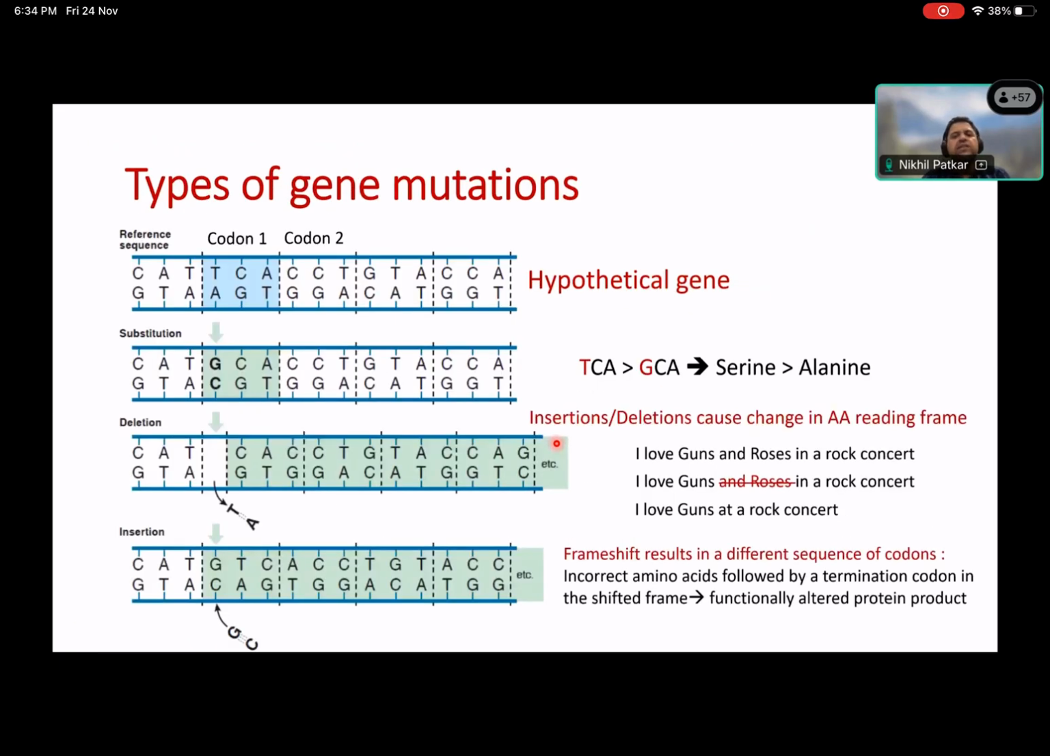There are also some other types of gene mutations, and these are typically detected through techniques such as Sanger sequencing or next generation sequencing. Here, let us say you have one hypothetical gene where there is a TCA which encodes for one codon. Here you can see that the T changes to a G mutation, and the TCA, which codes for serine, now gets changed to GCA, which codes for alanine.